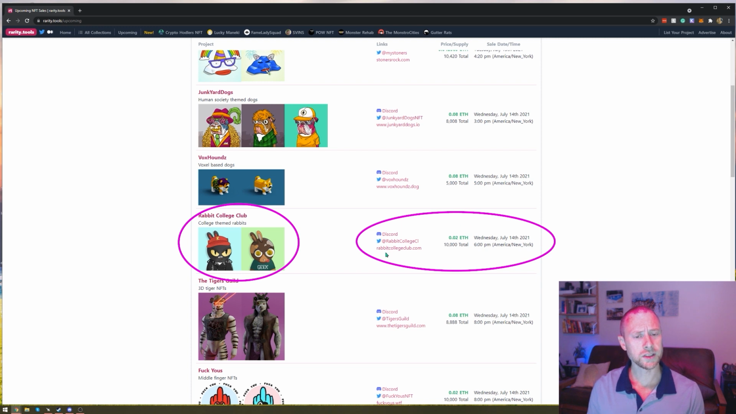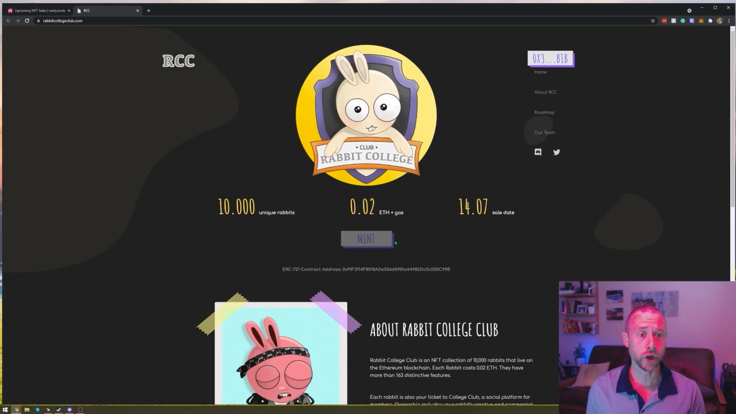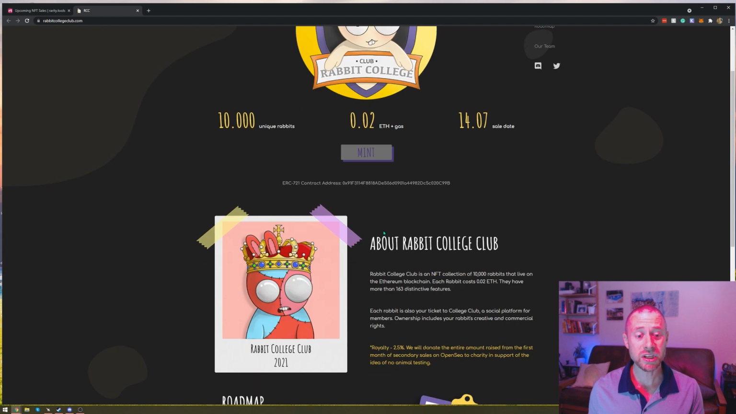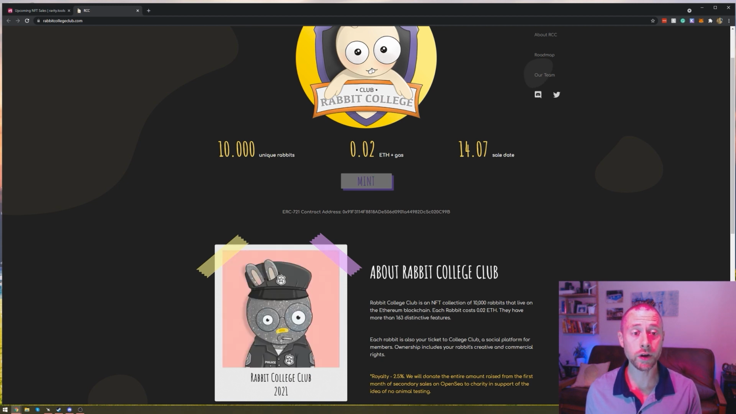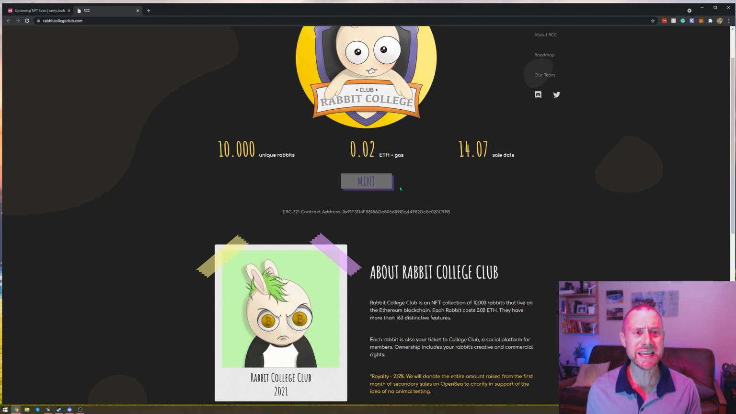Because this project, something that's interesting, is there was a vote taken, I guess, within their Discord, and they're going to do a reveal after the sale is over. So in 5 days, whether all 10,000 are sold or not, that's when you're going to be able to officially see this rabbit that you've minted and see what it looks like. So up until that point, you're going to have to mint one, you're going to have to buy it, and you're not going to know what it looks like. So there's a little bit of a tease going on there.